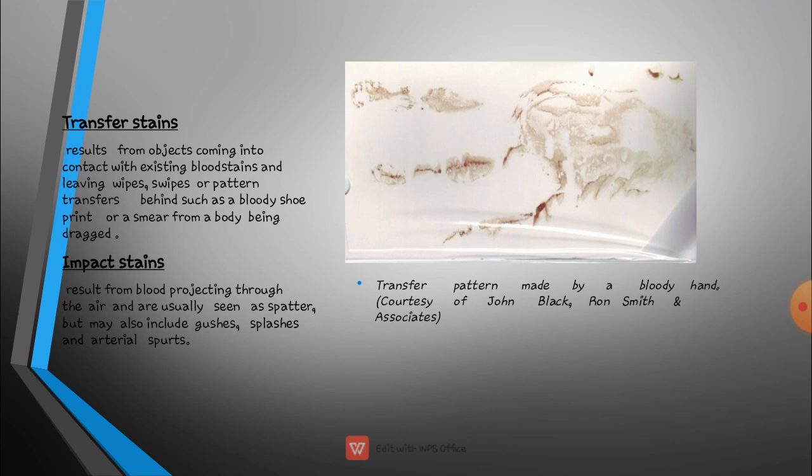So the third type is impact stains. They result from blood projecting through the air and are usually seen as spatter, but may include gushes, splashes and arterial spurts.